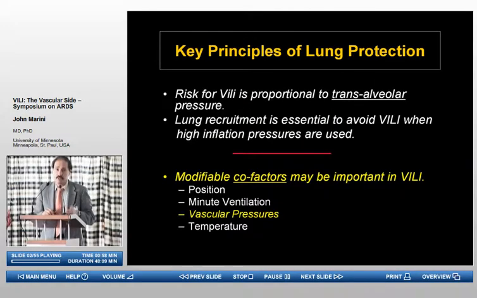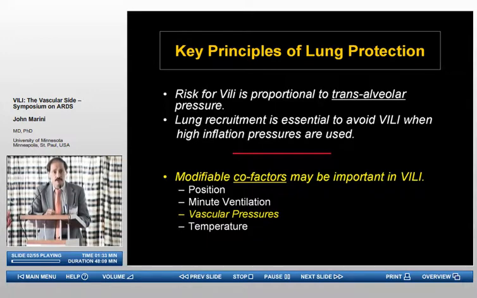In lung protection, I think that almost all the speakers, wherever you hear them talk about ventilator-induced lung injury, will tell you that the risk for ventilator-induced lung injury is proportional to the transalveolar pressure that's applied to the lung, and that lung recruitment may be important to avoid ventilator-induced lung injury when high inflation pressures are used. Not always, but when high inflation pressures are used.